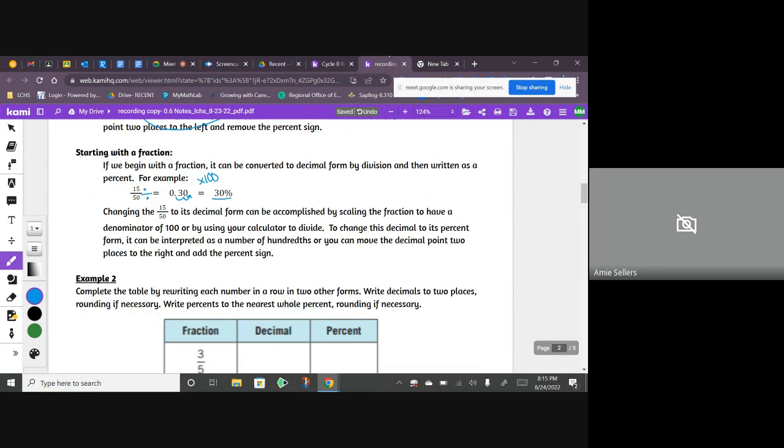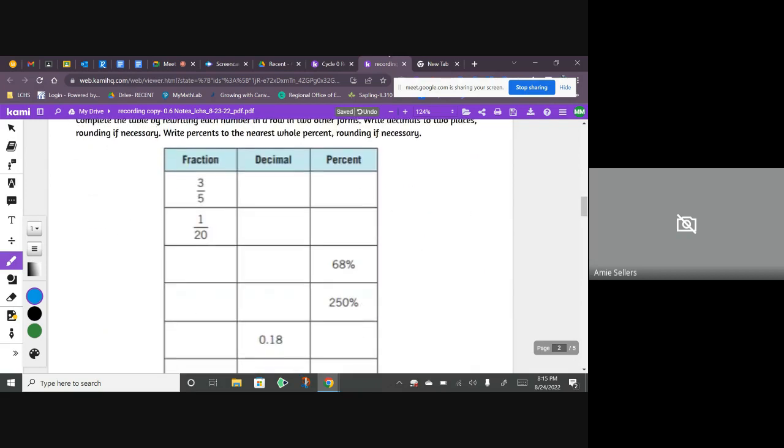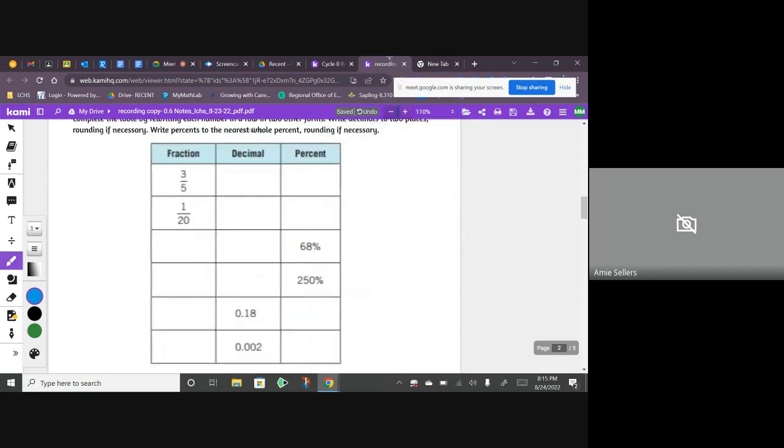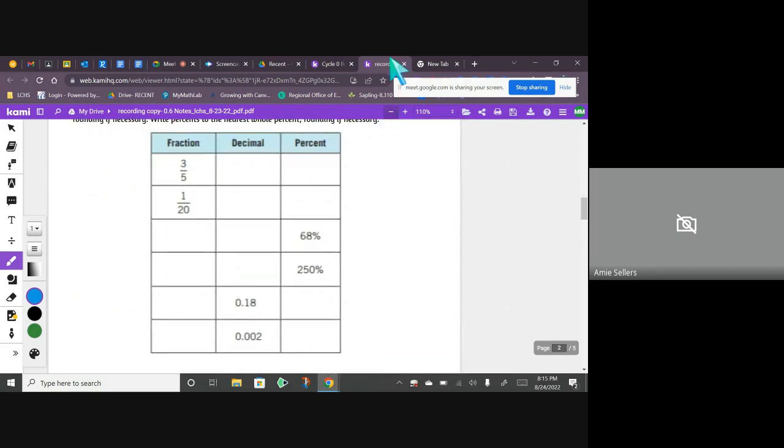So let's go ahead and look at the table for example 2. This table has fractions, decimals, and percents. The easiest to convert between are decimals and percent, so let's go ahead and start with that. To change from a decimal to a percent, we will multiply by 100. So this would become 18%.